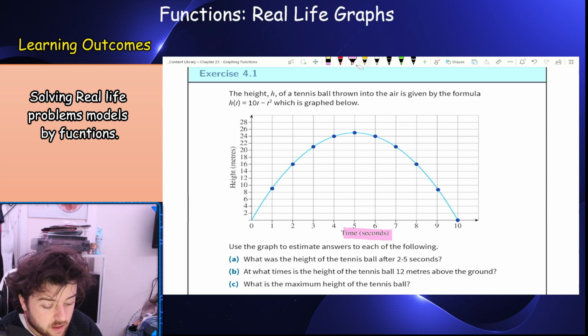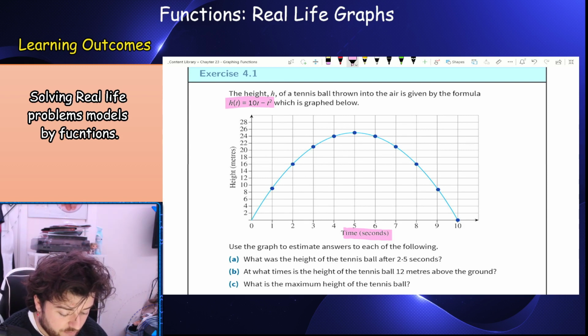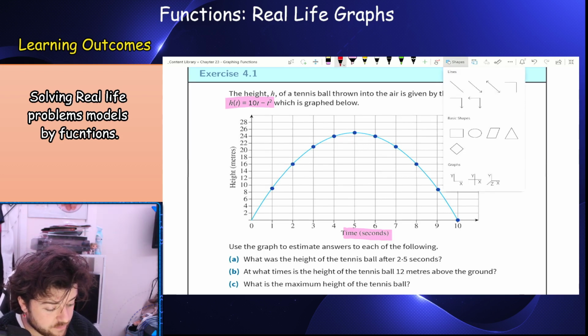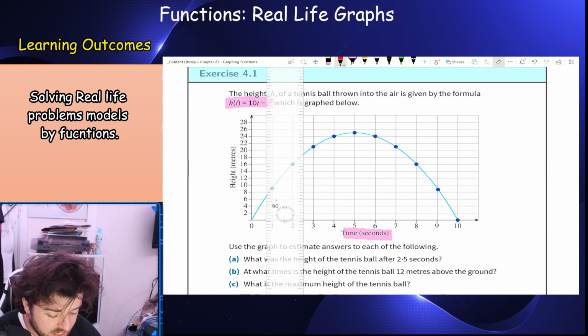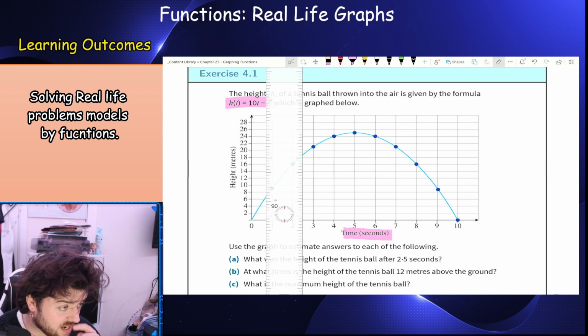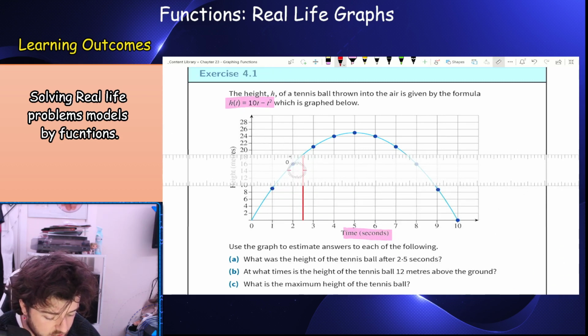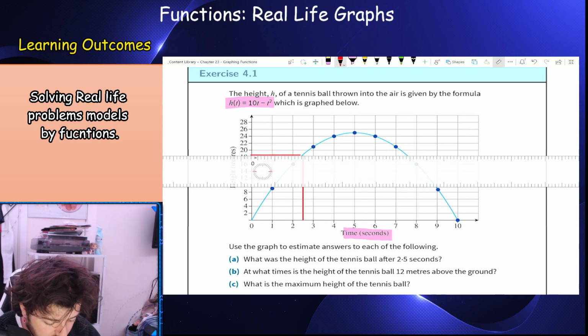So it was modeled with this function here, 10t minus t squared. So use the graph to estimate answers to each of the following. What is the height of the tennis ball after 2.5 seconds? So if we're lucky here, I go to 2.5 seconds on my x-axis. So t is my input in this case, so time is my input. So after 2.5 seconds, I go to 2.5 here on my x-axis, I go up. Ding. And when it meets here, go over and check.